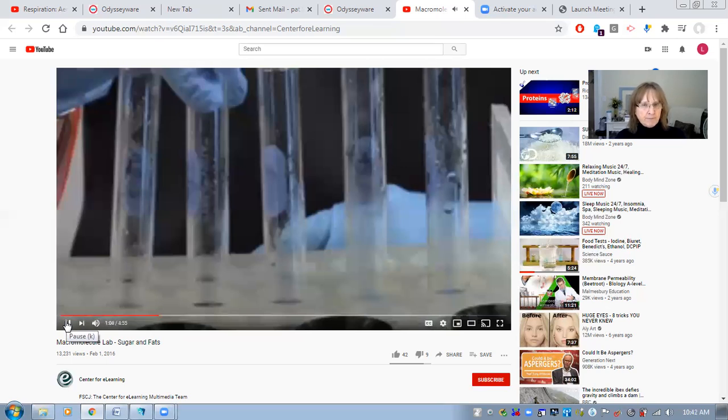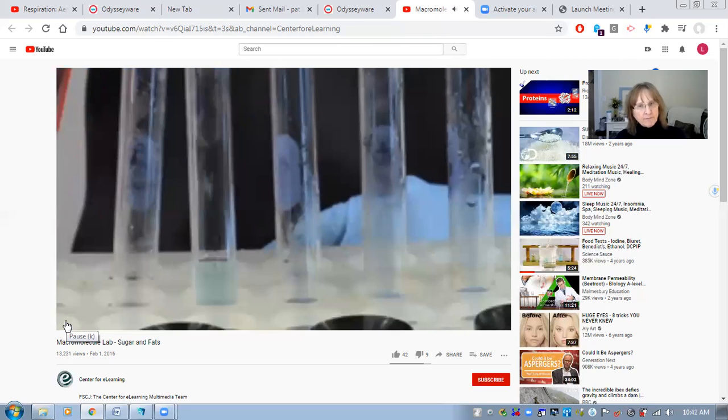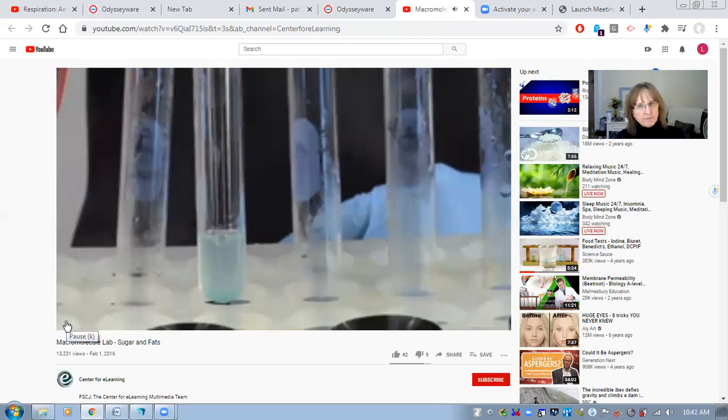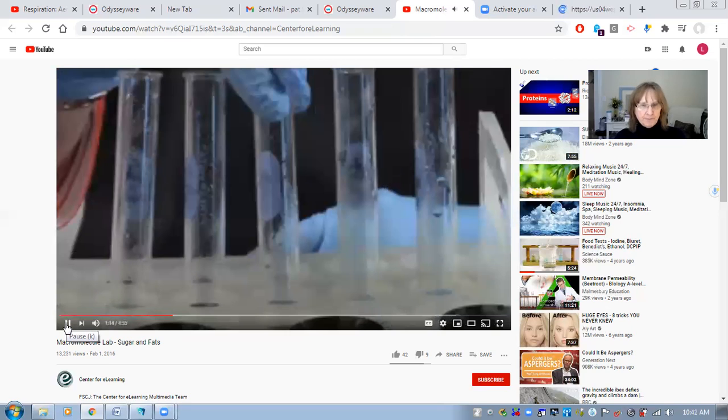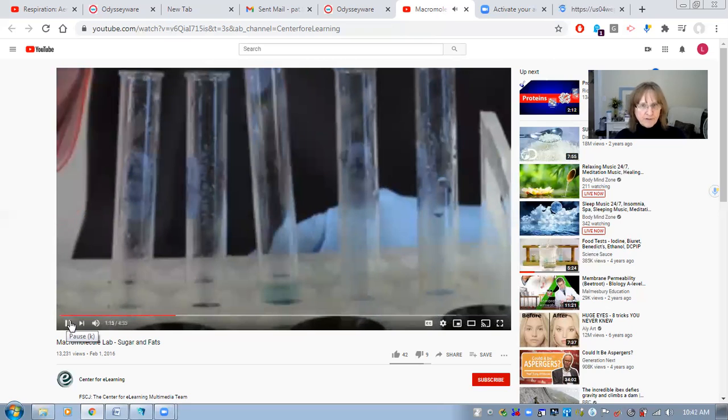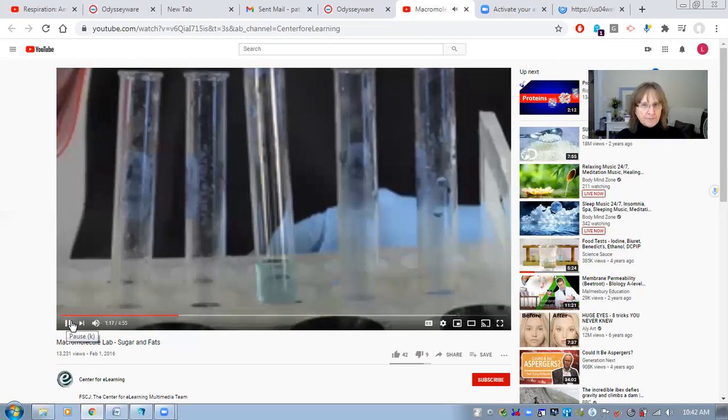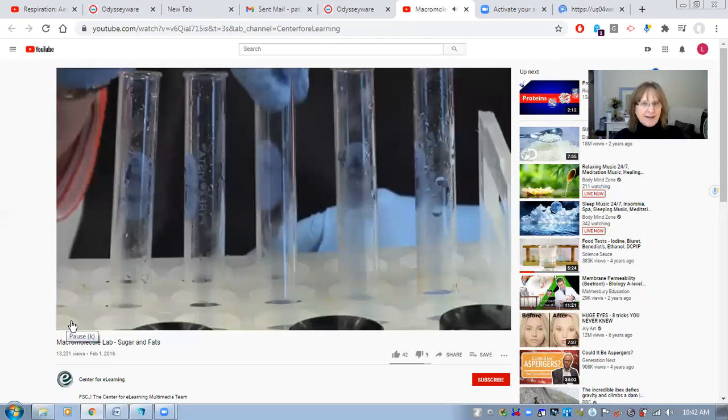Looking at test tube 2, which contains 1% starch solution, you will see that the mixture has turned light blue, indicating a negative result for sugar. There's another light blue. Test tube 3, which contains 1% sucrose solution, is light blue-green in color, which indicates a slight positive result for sugar.